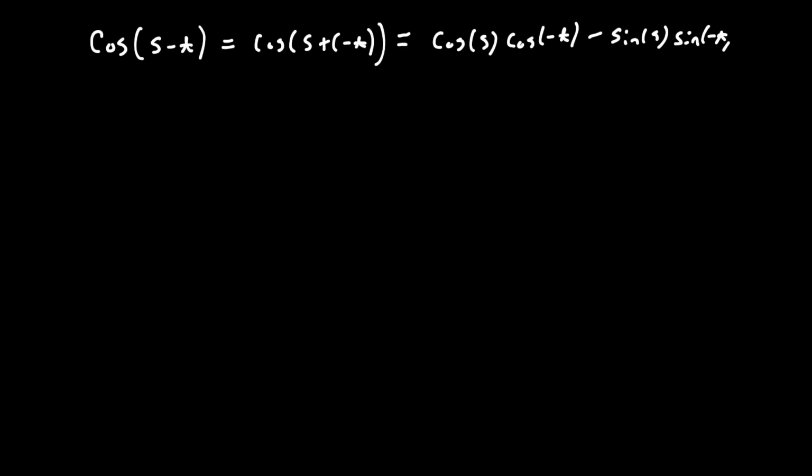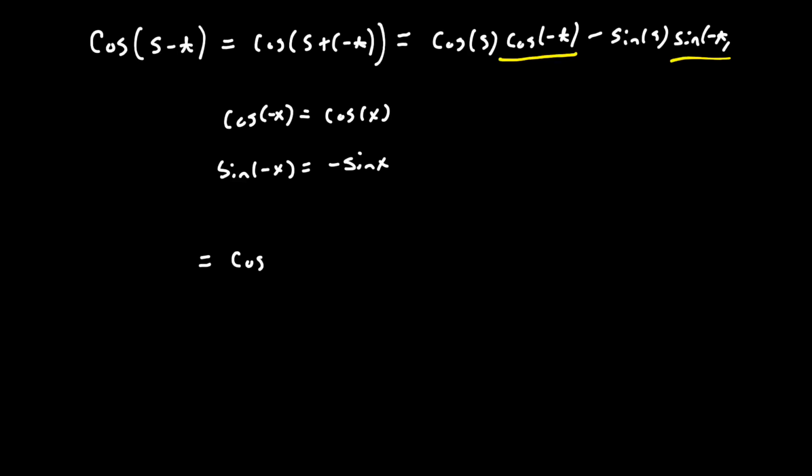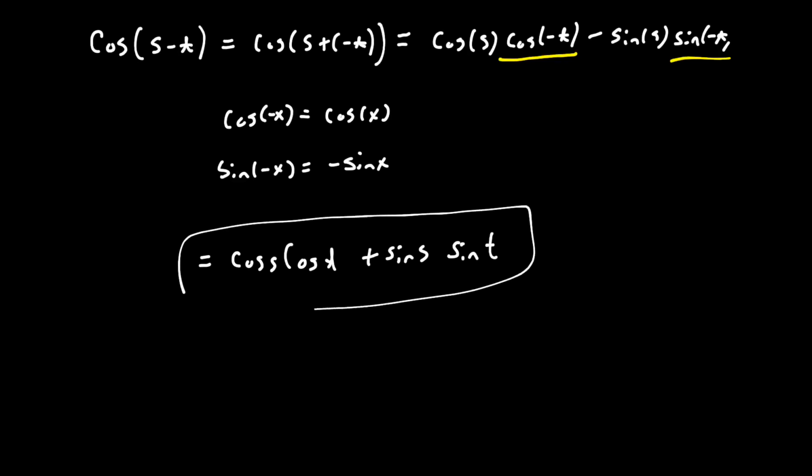And we know that cosine is an even function, sine is an odd function, which means that cosine of negative x is equal to just cosine of x, and sine of negative x is equal to a negative sine of x. So we can go ahead and rewrite our formula by simplifying these two terms, and we'll get that this is going to be equal to cosine of s times cosine of t plus sine of s times sine of t. And this is going to be our subtraction formula.